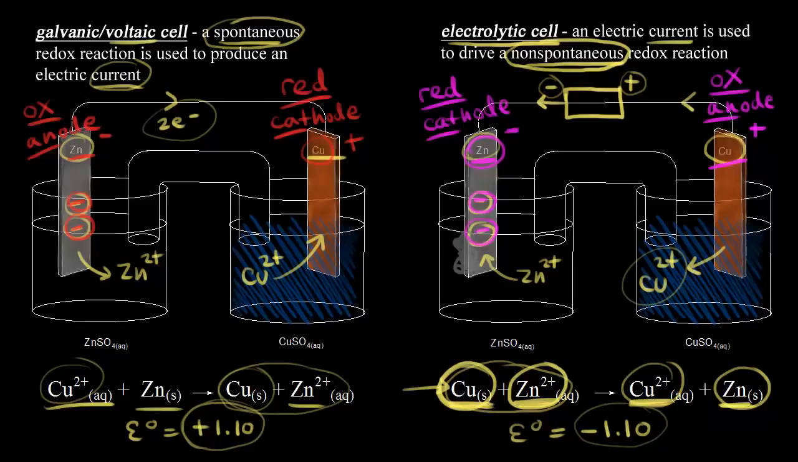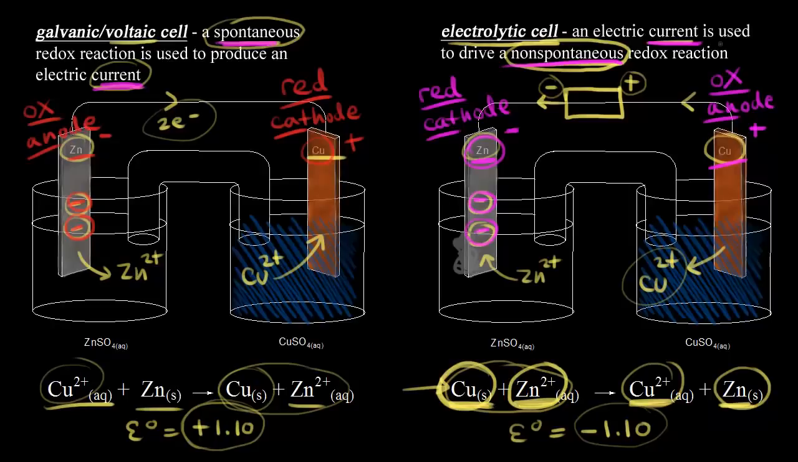So you can see the difference between a voltaic cell and an electrolytic cell. A voltaic cell created a current because we had a spontaneous redox reaction. But for an electrolytic cell, we had a non-spontaneous redox reaction. So to get it to occur, we needed a current. We needed an external voltage source.